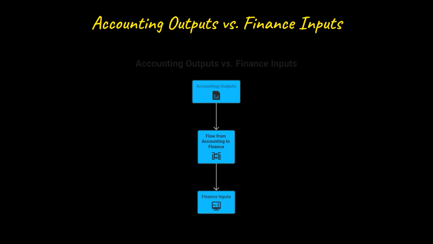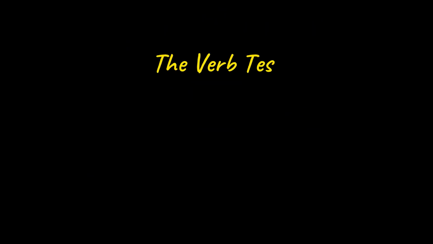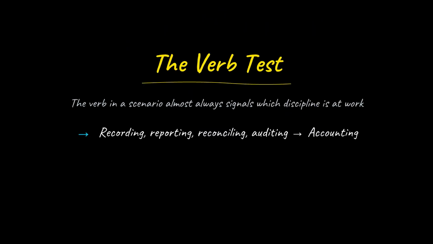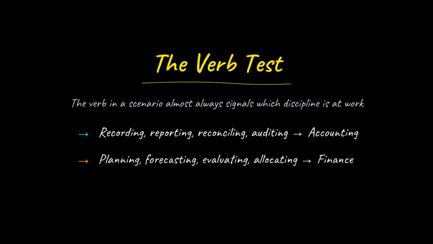The accounting team produces precise, audited outputs: the balance sheet, income statement, and cash flow statement. Finance professionals then take those outputs and build forecasts, evaluate the cost of capital, and construct long-range models. On an exam, watch for the verb. If a scenario describes recording, reconciling, or auditing, that is accounting. If it describes planning, forecasting, or deciding among future options, that is finance. The time orientation is the single best signal.